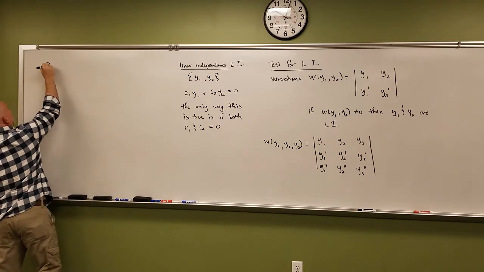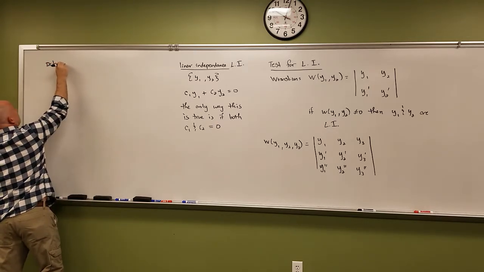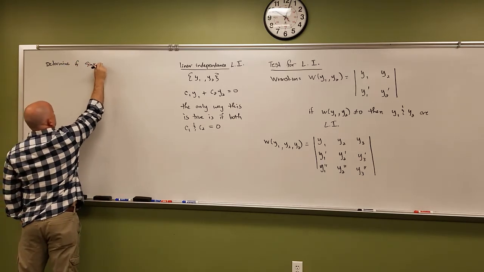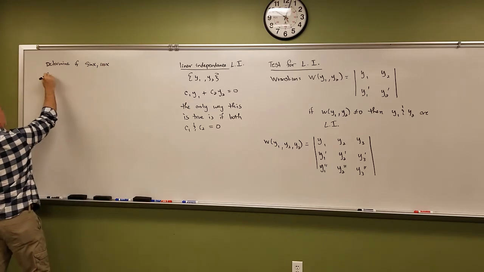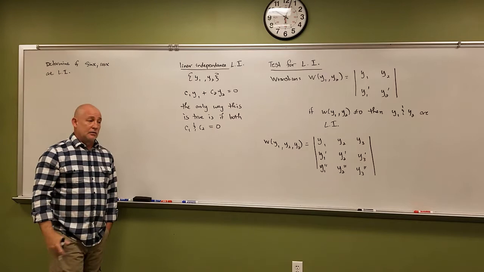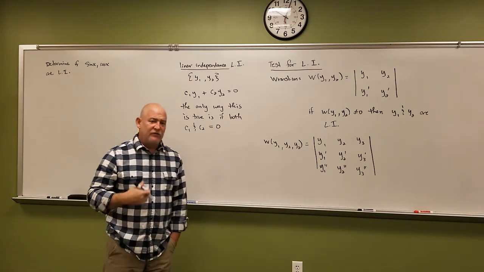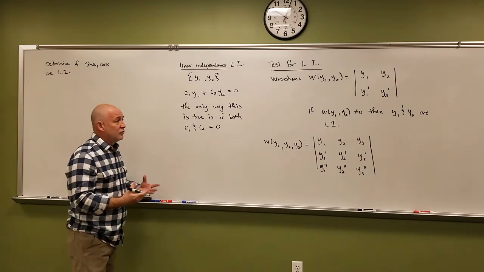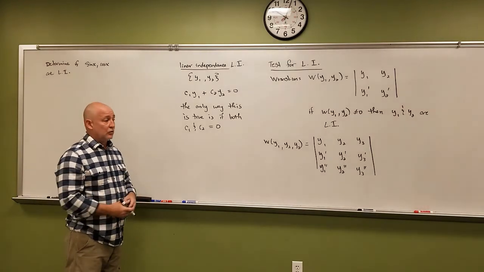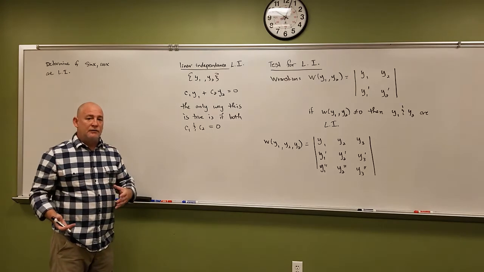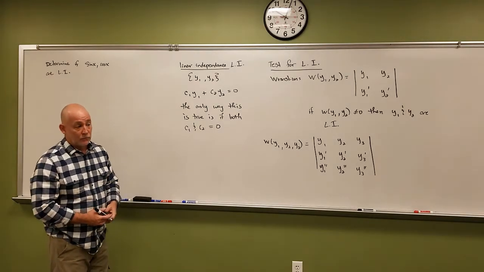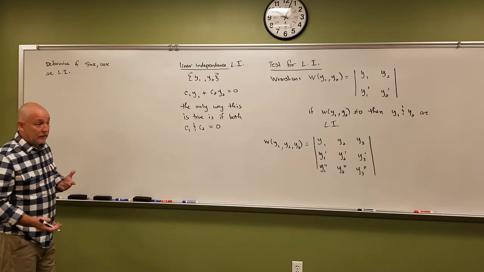What if I said, determine if sine x and cosine x are linearly independent. Now, for some of this, when we're doing basic functions, you may be able to reason out on your own that they are, especially when you only have 2. Can you take the sine function, multiply it by a number, and get the cosine function? Of course, the answer is no, so they're not linearly dependent.